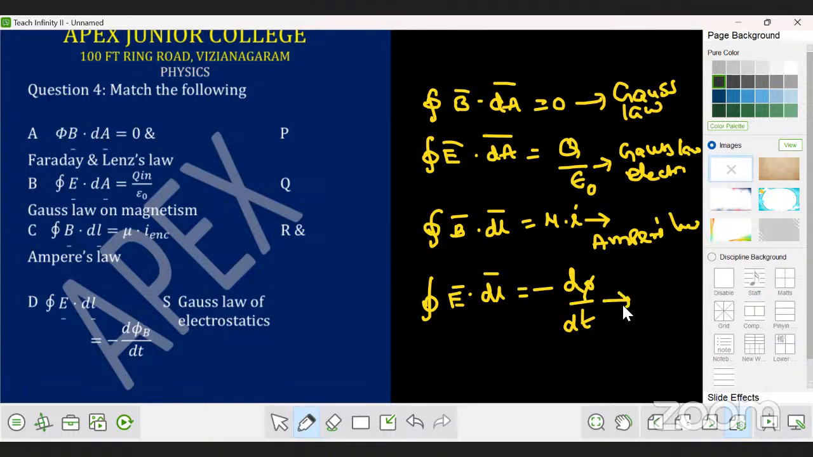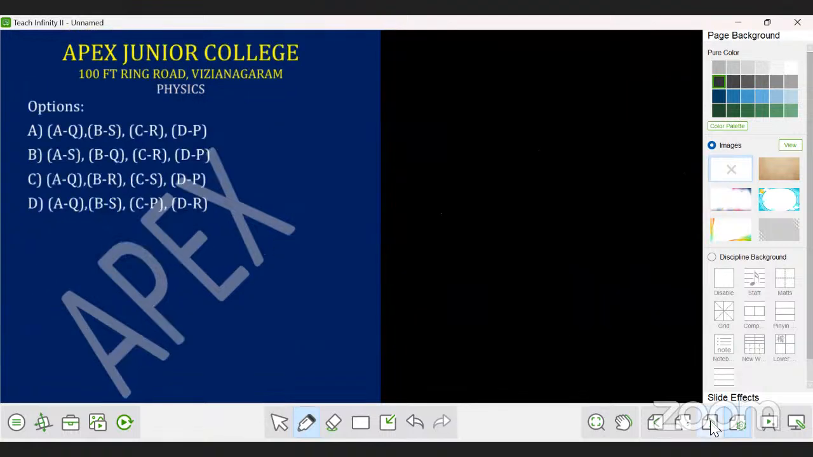What does this equation indicate? Very simple it is. This indicates Faraday's law. Based on very basic formulae: Gauss law in magnetism, Gauss law in electrostatics, Ampere's law, and Faraday's law. So in this particular case, you have to match the equations and their names given. Okay. Next, question number 5.